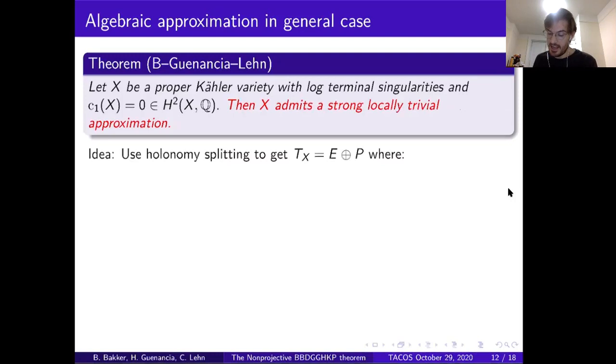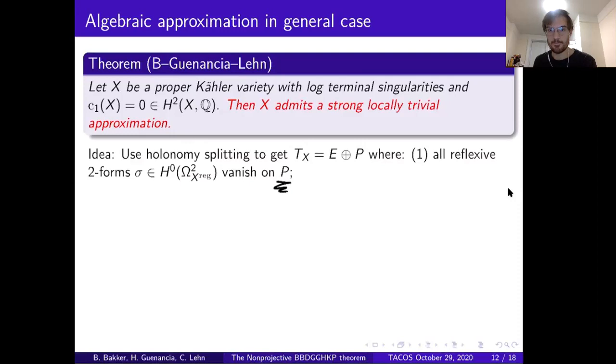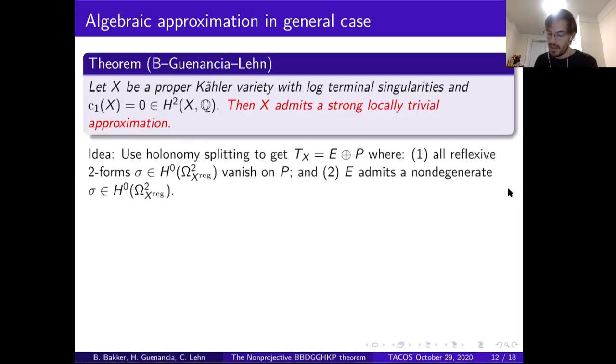Okay, well, here's the key idea. We use the holonomy splitting to get a certain kind of decomposition of the tangent sheaf, where all of the two forms vanish on the P part, and the E part carries a nowhere degenerate holomorphic two form. Okay, so what is the reason for this?